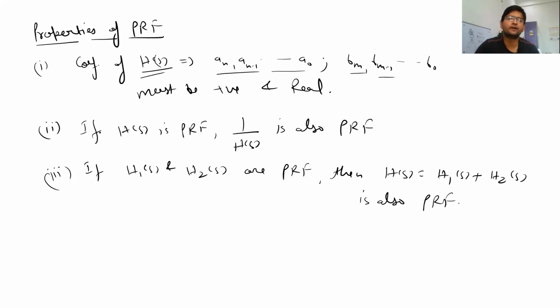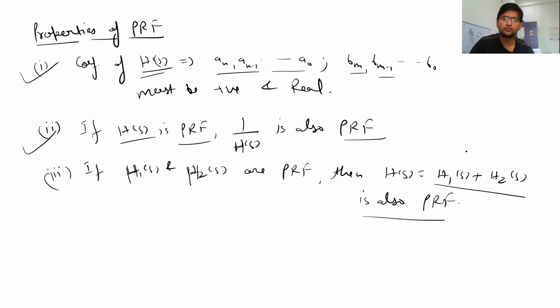So the second property is that if a function H(s) is a positive real function, then its reciprocal, which is 1 by H(s), will also be a positive real function. And the third property is that if H1(s) and H2(s) are two positive real functions, then their summation will also be a positive real function. So you can study about these positive real functions in detail in Network Analysis and Synthesis by Van Valkenburg. Everything is given in great detail, so we don't need to actually go into that detail for the purpose of this lecture. If you want to dig into that, you can just follow the book for reference.